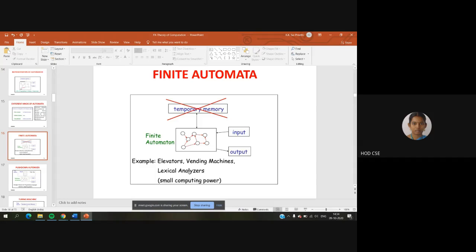And the lexical analyzer is one phase of a compiler. A compiler, you know, is system software which translates your high level language into machine level language. The lexical analyzer is one part of the compiler which is designed with the help of finite automata. So these are the practical examples of finite automata, even though it has a small computing power.